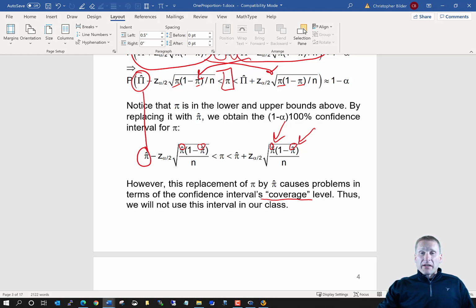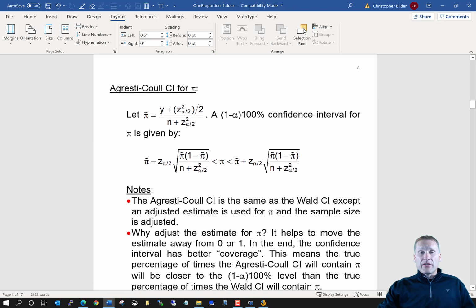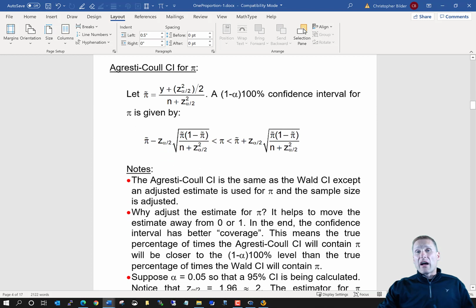So, because of that, it's best to use a different interval. And there are lots and lots of different intervals out there. I'm going to talk about the two best of these. This first interval is called the Agresti-Coull confidence interval for pi. It was developed in about the year 2000. It's named after the people who developed it. And how this interval works is as follows.